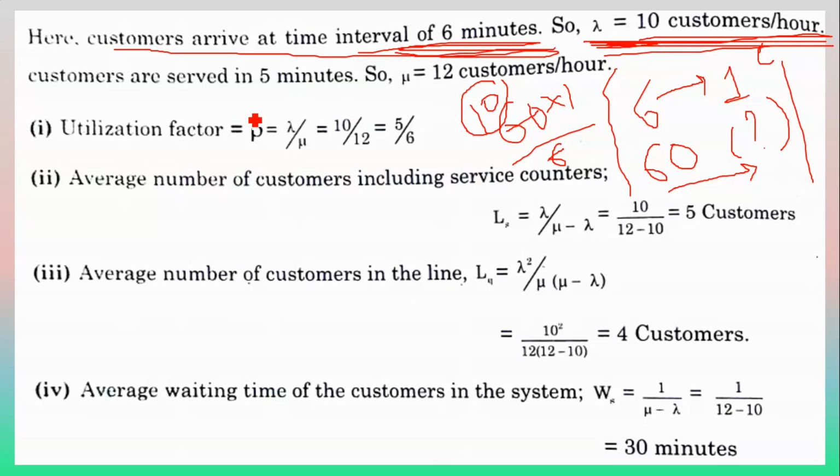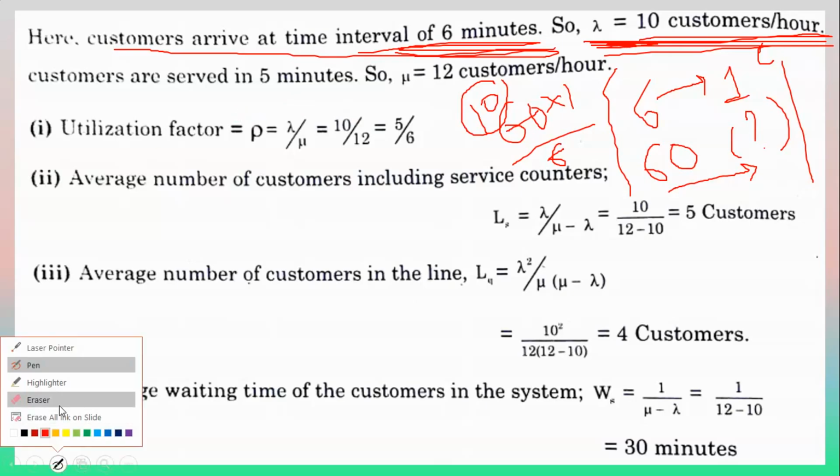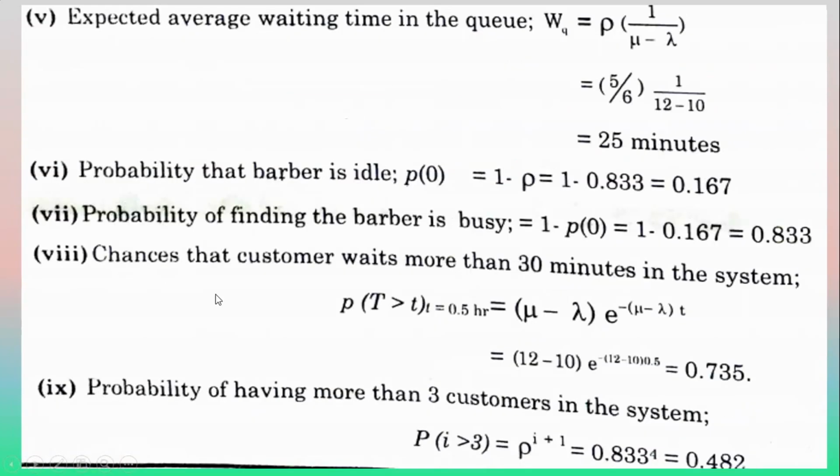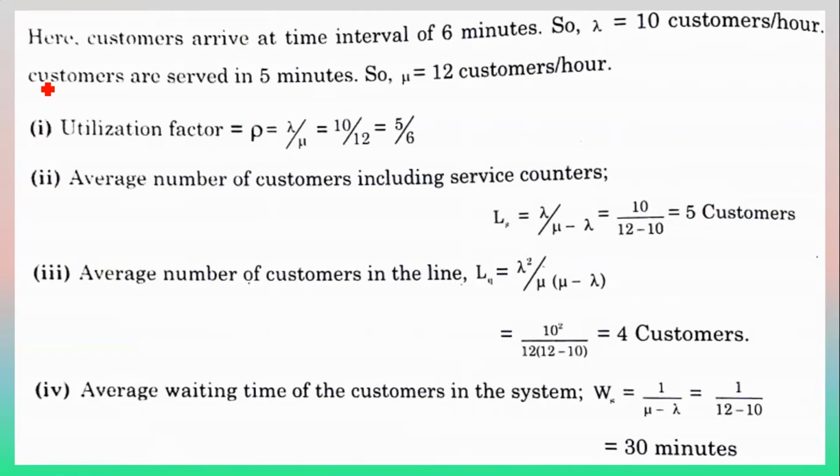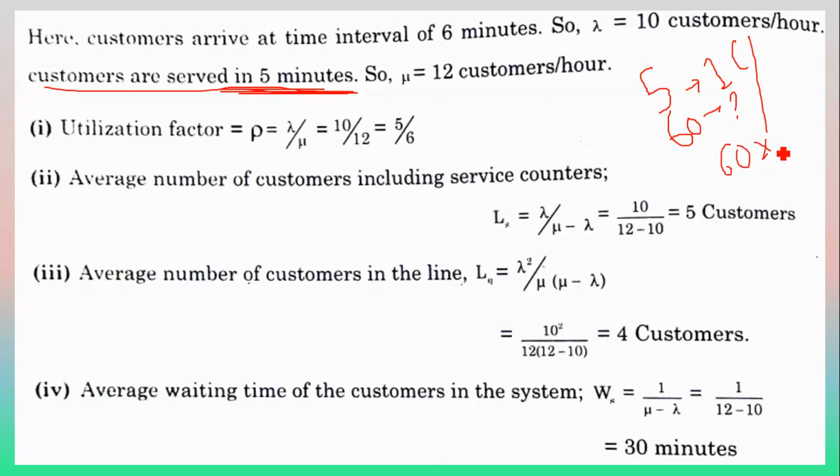Then one more thing is about customers are served in 5 minutes. In 5 minutes customers are served. So here if you want to find out service rate, in 5 minutes one customer is served, right? So in 60 minutes, that is 1 hour, how many customers will be served? So that will be again 60 into 1 divided by 5. So the answer will be 12, right? Answer will be how much? 12. So 12 customers are serviced per hour.